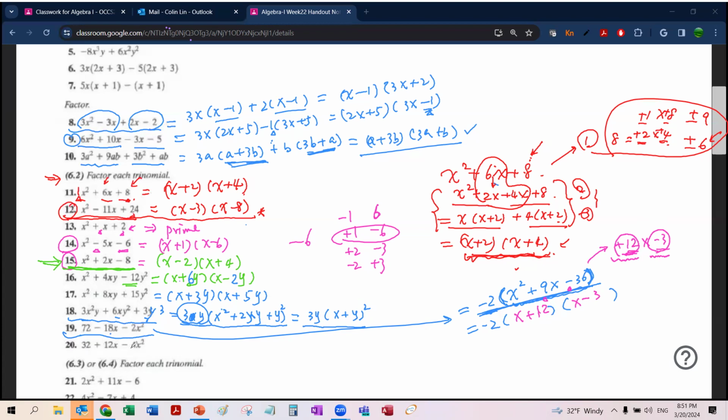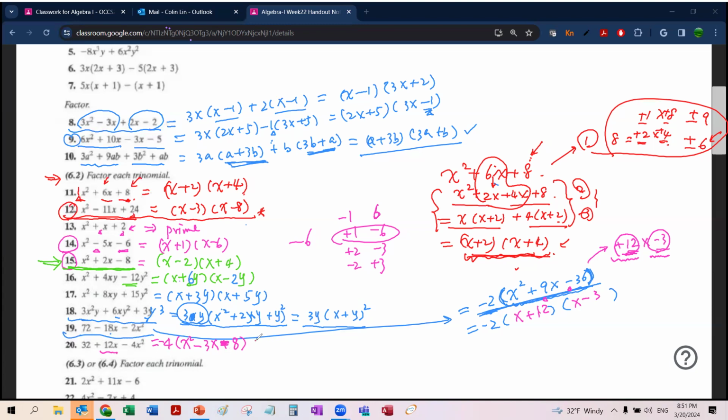Okay, let's see 20. So we'll take 4 out first. Let me take a negative 4 out first. So x squared minus 3x plus, what? 8, right? Actually, negative 8. Did I get it correct? Take a negative 4 out: x squared minus 3x minus 8.